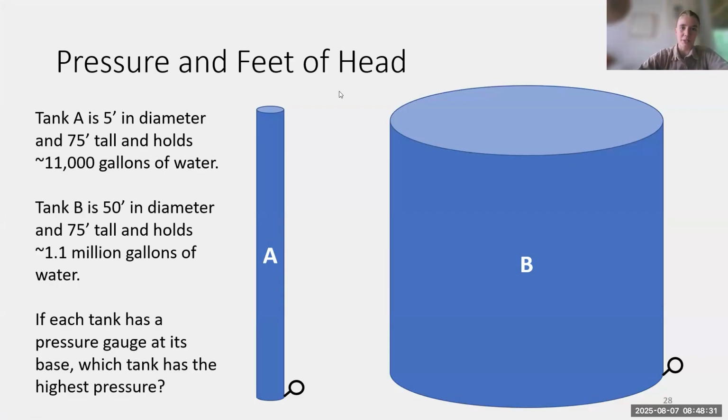So here's a question for all of you. If you want to toss an answer in the chat or just shout it out. If each tank has a pressure gauge right there at the bottom of it, which tank do you think has the highest pressure? Which tank will read the highest pressure at that pressure gauge at the bottom? What do you think?